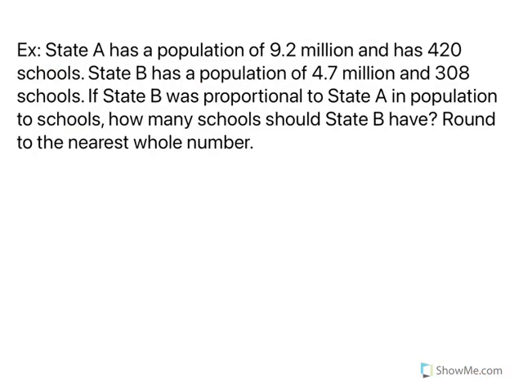And now let's go to our second example. We have State A with a population of 9.2 million and 420 schools. State B has a population of 4.7 million and 308 schools. Notice we have two states and we have two full sets of information. This is where it can get a little bit confusing. So let's now read the rest of it. If State B was proportional to State A in population to schools, how many schools should State B have? Round to the nearest whole number.